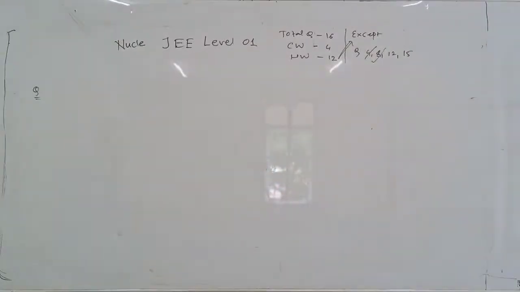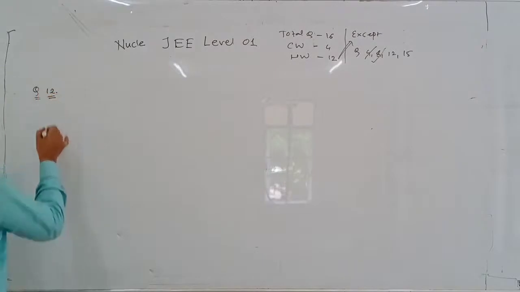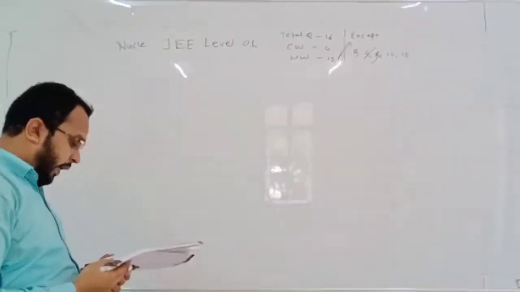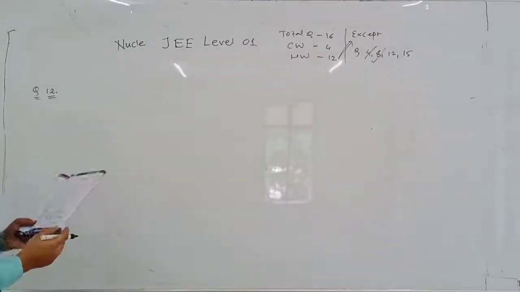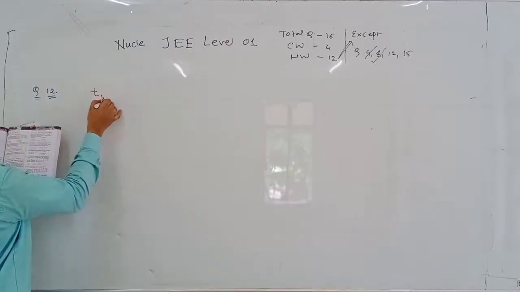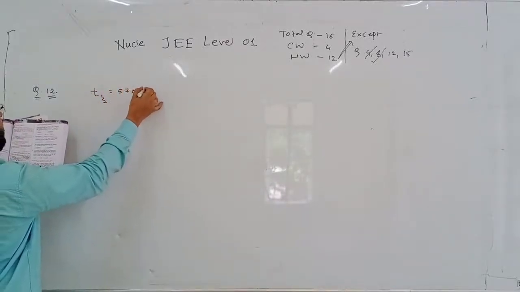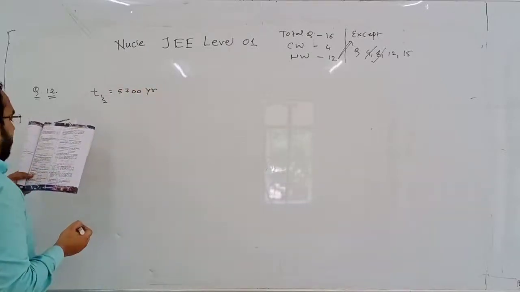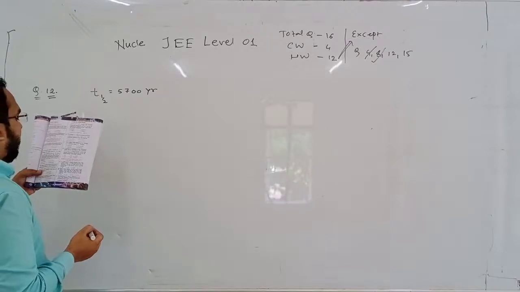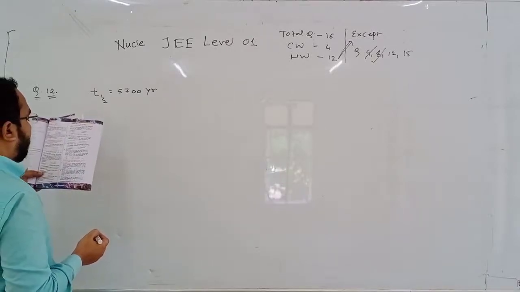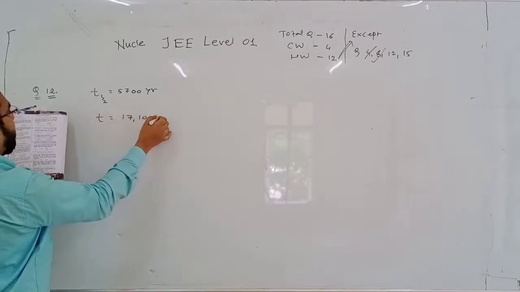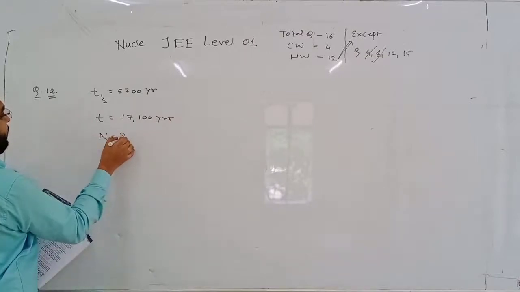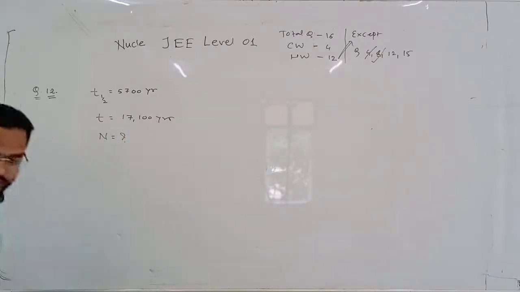Now question number 12. The radioactive carbon 14 in a wood sample decays with half-life of 5700 years. So T half is 5700 years. The fraction of the radioactive carbon that remains after a decay period of 17,100 years, so after t is equal to 17,100 years, what is N? This is asked.